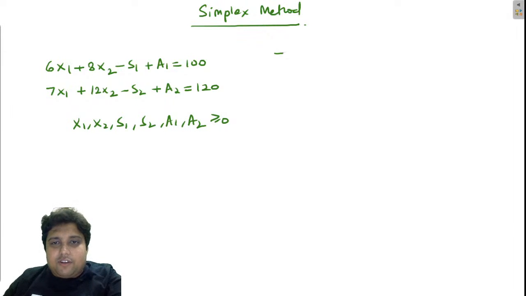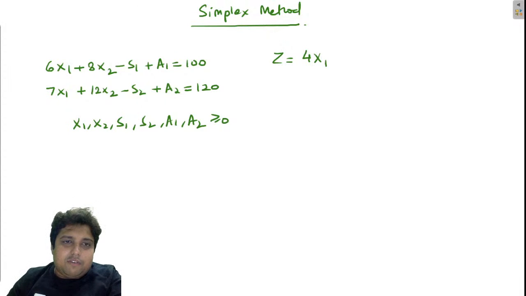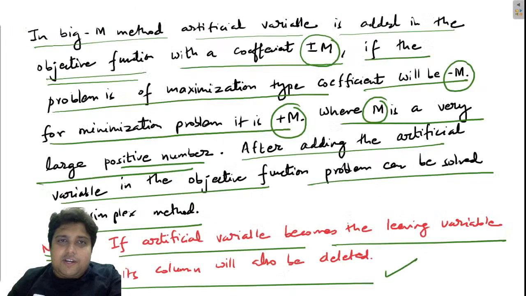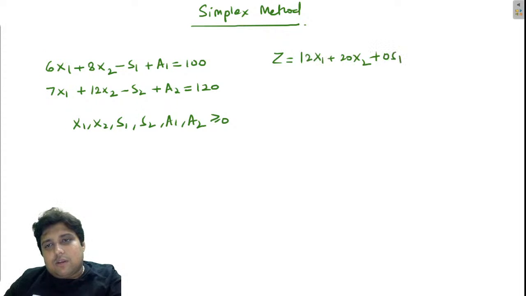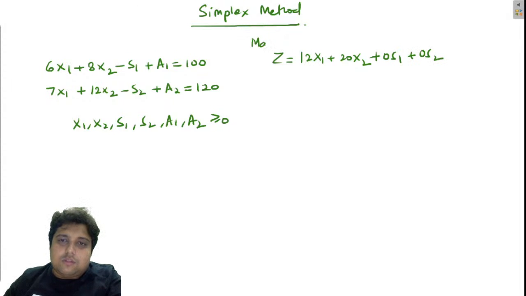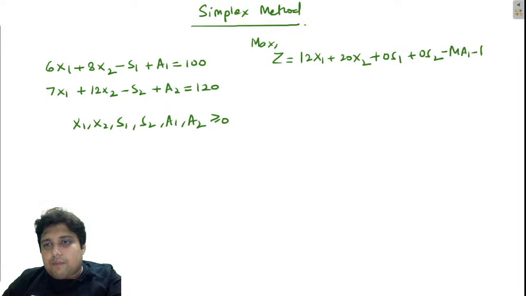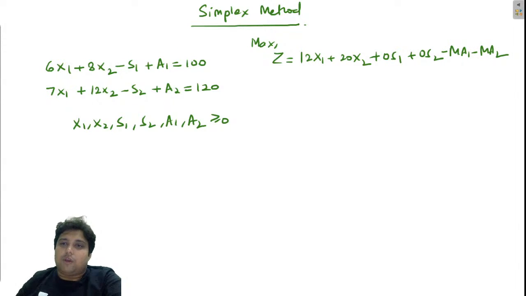And the objective function, what was the objective function? 12x1 plus 20x2 plus 0s1 plus 0s2. Remember, this is maximization, therefore minus Ma1 minus Ma2. Okay.